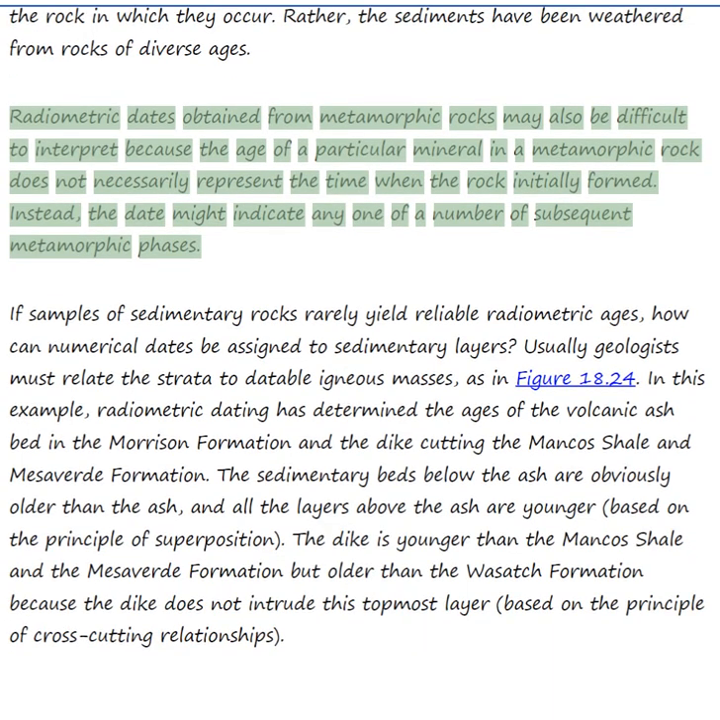Radiometric dates obtained from metamorphic rocks may also be difficult to interpret because the age of a particular mineral in a metamorphic rock does not necessarily represent the time when the rock initially formed. Instead, the date might indicate any one of a number of subsequent metamorphic phases.